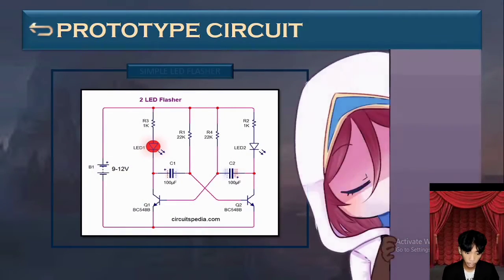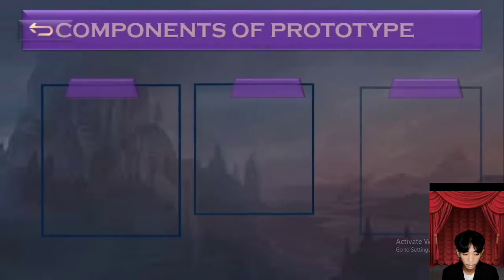Later we will have a prototype circuit analysis. You can see here the schematic diagram of a simple LED flasher, which is the simplest LED blinker innovation that I had researched. As you can see in these images, the schematic diagram. So, next slide.